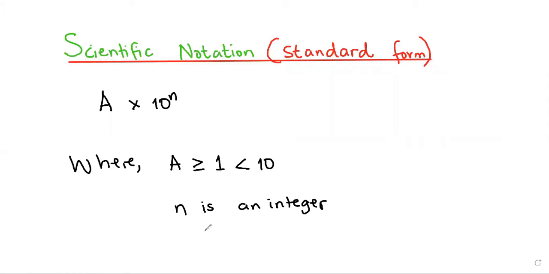Okay? Remember, when we talk about integers, we said that an integer can be positive. For example, 1, 2, 3, 4, 5, 6. It can be negative, -1, -2, -3, up to infinity, and it can be 0. Those are the integers. Okay?